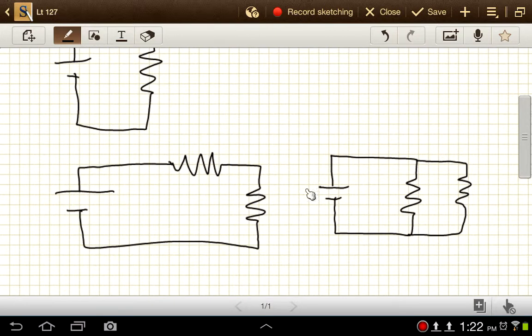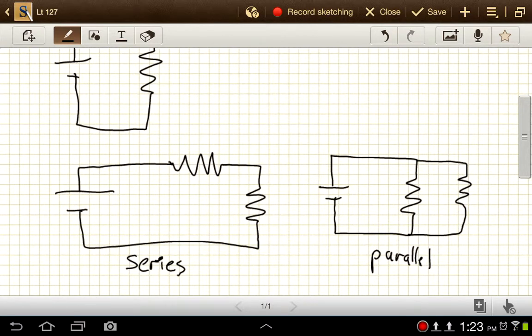So this arrangement where we have two resistors right in a row with each other, we call that a series arrangement of resistors. There's one resistor, and then another resistor, and then another one, and they're all right in a line like that. And then here, we call that a parallel arrangement of resistors. These ones are actually drawn so that they're parallel, so that makes it a little bit simpler.